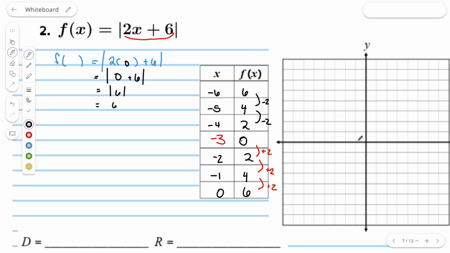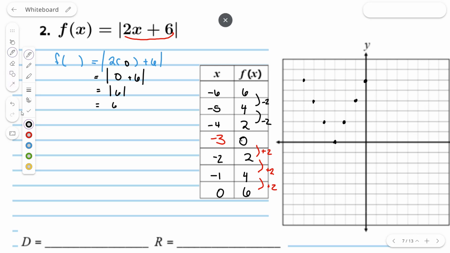So now let's plot that. Negative 6, I went up to positive 6. Negative 5, I went up to positive 4. Negative 4, I went up to positive 2. Negative 3, I'm at 0. Negative 2, I'm at 2. Negative 1, I'm at 4. And at 0, I'm at 6.